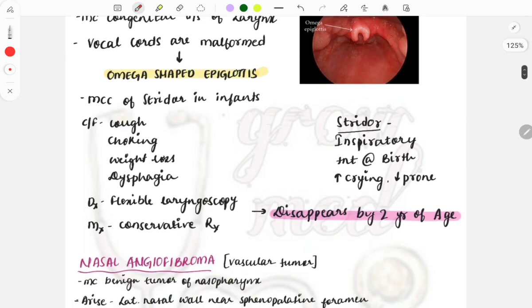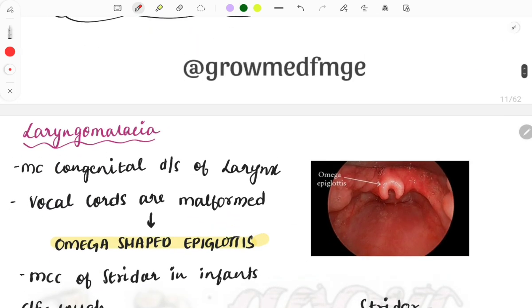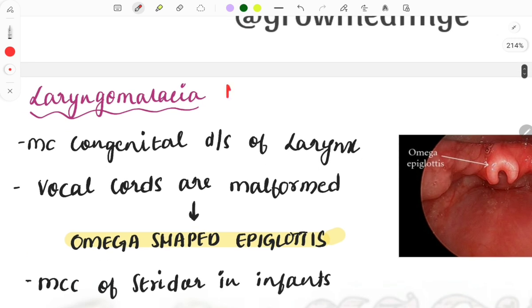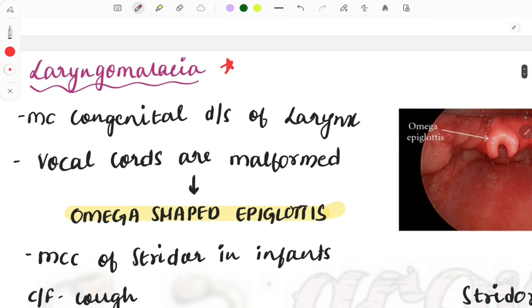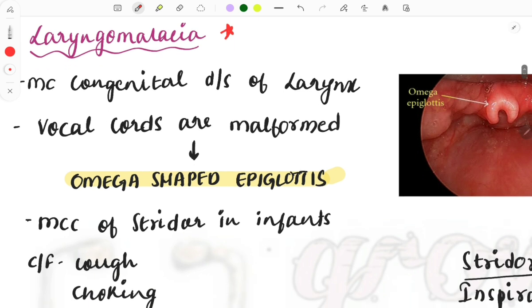Now let's discuss some important ENT topics. The first one is laryngomalacia. This is also a repeat topic, and it comes in integration with pediatrics also, so that's why it is very important. The classical finding seen is the omega shaped epiglottis. Whenever you see an omega shaped epiglottis, just mark the answer as laryngomalacia.